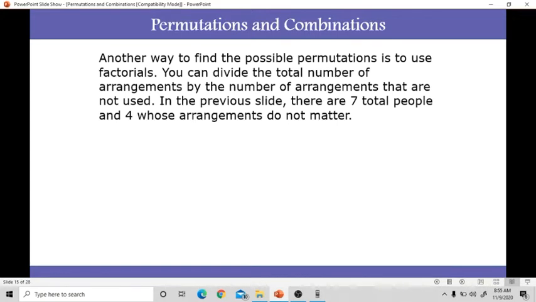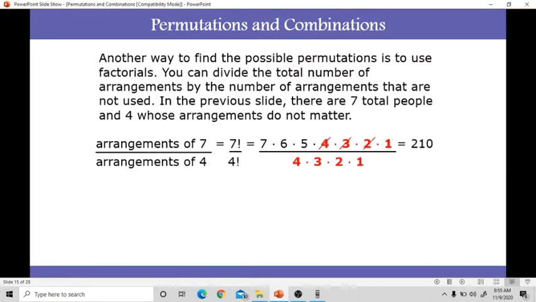Okay, sa previous problem natin, we will arrange 3 people from a group of 7. And the remaining 4, hindi natin i-arrange. Okay, one way to find the total number of arrangements of 3 people out of 7 people is i-divide natin yung 7 factorial by the number of people na hindi kasali sa arrangement. Ang hindi kasali sa arrangement are 4 people. So, we will divide 7 factorial by 4 factorial.